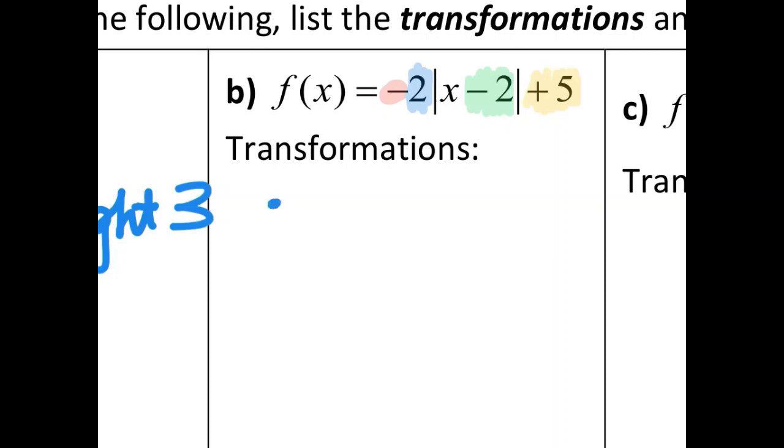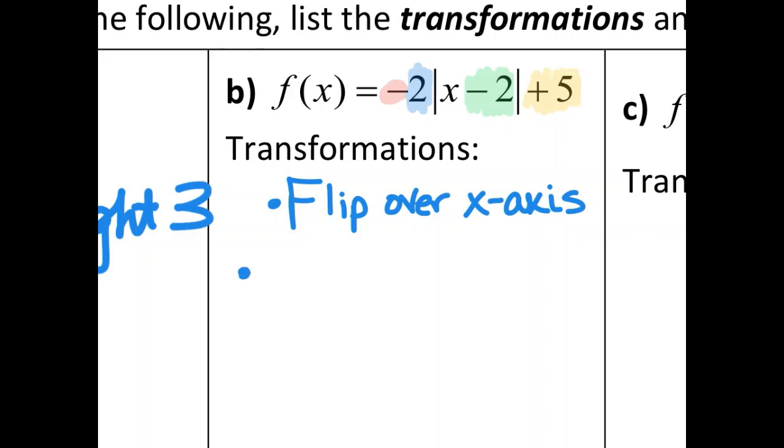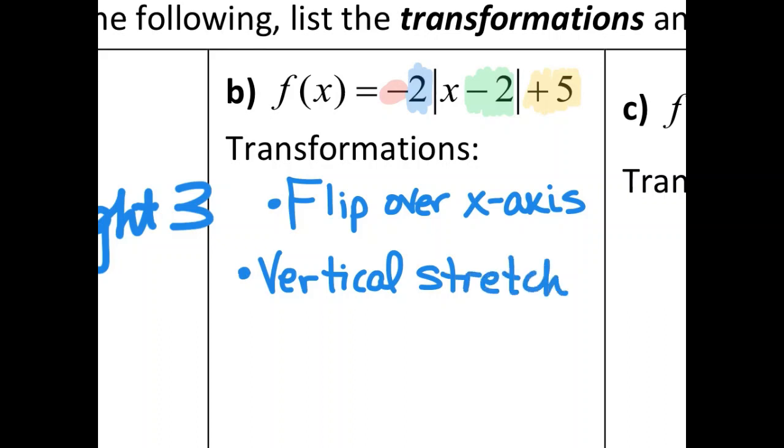So let's start with the flip. And remember that you have to say flip over what? So in this case, we're going to flip over the x-axis. That's the minus sign before the initial 2. Then that 2 that I highlighted in blue that is being multiplied, that's going to be a vertical stretch. Remember that it's a stretch if it's a number bigger than 1. And so it's a vertical stretch. Remember that you also have to tell us the factor. In this case, it's 2.